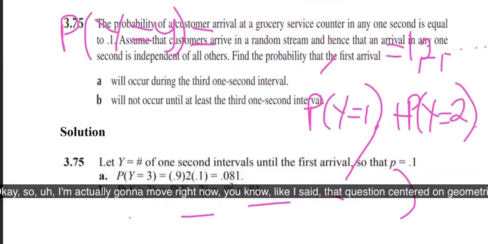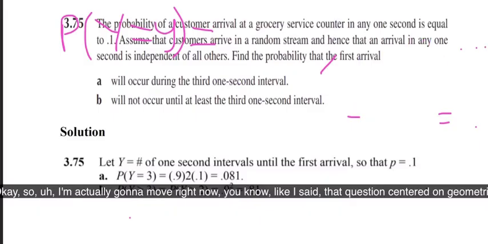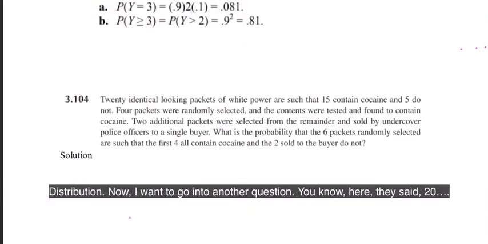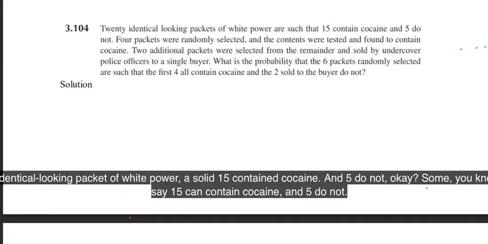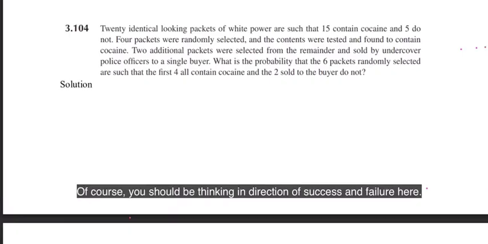Okay, so I actually want to move on now. Like I said, that question centered on the geometric distribution. Now I want to go into another question. Here they said 20 identical-looking packets of white powder are such that 15 contain cocaine and 5 do not. Some say 15 contain cocaine and 5 do not. Of course, you should be thinking in the direction of success and failure here.